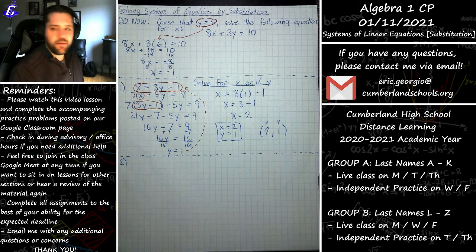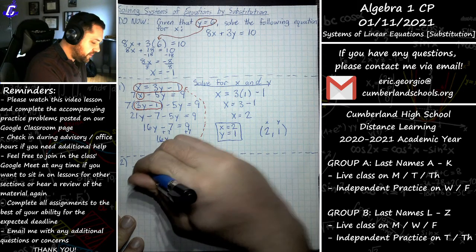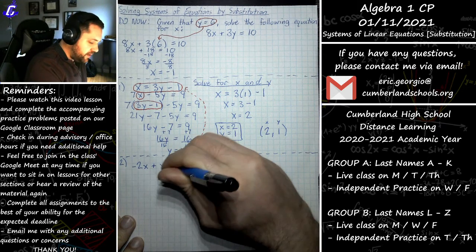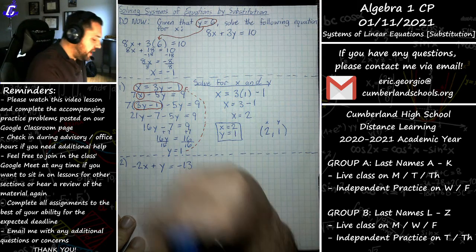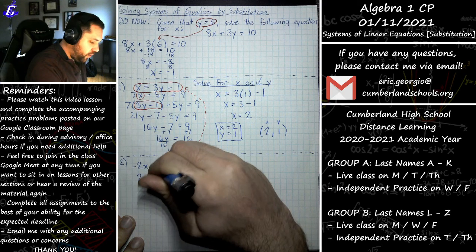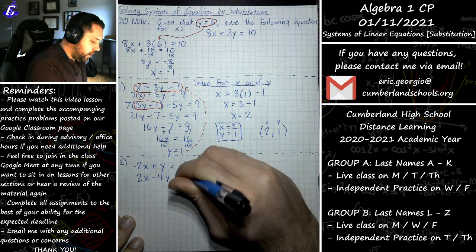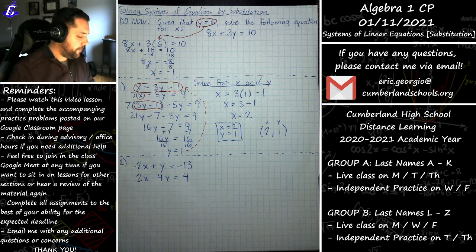Let's consider a problem kind of like this. Ready? What if I had negative 2x plus y is equal to negative 13? And I also had 2x minus 4y is equal to 4. All right, and I wanted to solve that system of equations for x and y.